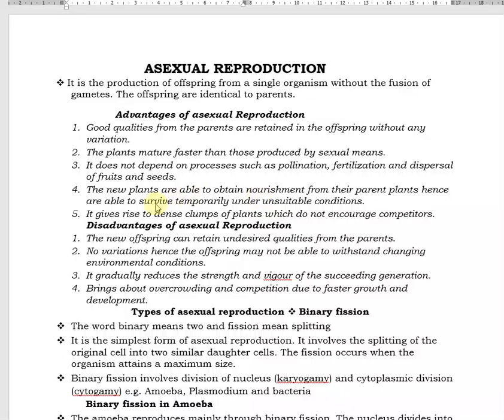Remember, another advantage here again, we say it does not depend on processes such as pollination and fertilization. But mostly what brings this competition is the dispersal of fruits and seeds. Because there is no seed dispersal, there will be a lot of overcrowding around the parental plant. So they will start competing due to their fast growth. They grow faster.